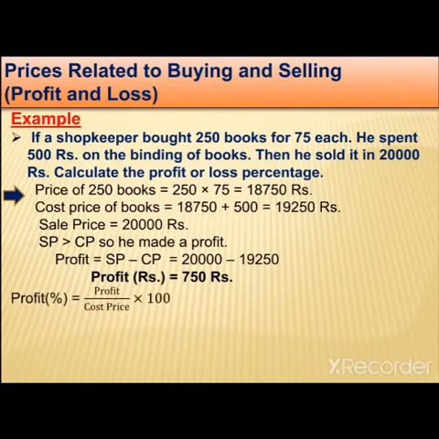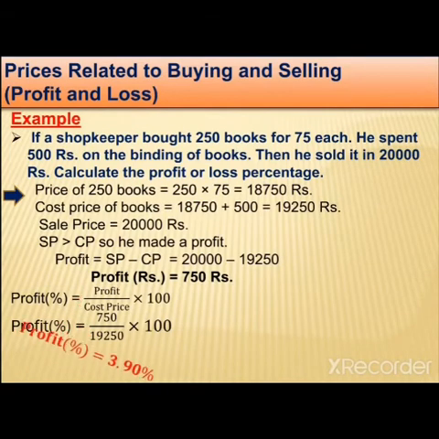Now here we have to find out the profit percentage. So profit percentage equal to profit divided by cost price multiply 100. Profit is 750. Cost price is 19,250 multiply 100. So our profit percentage is 3.90%.